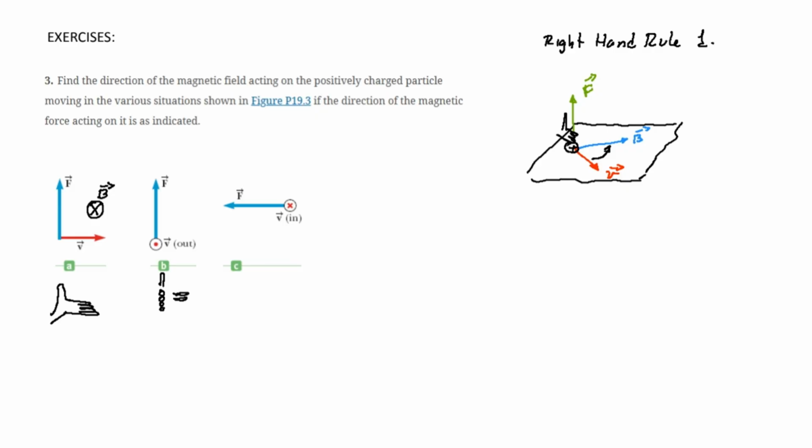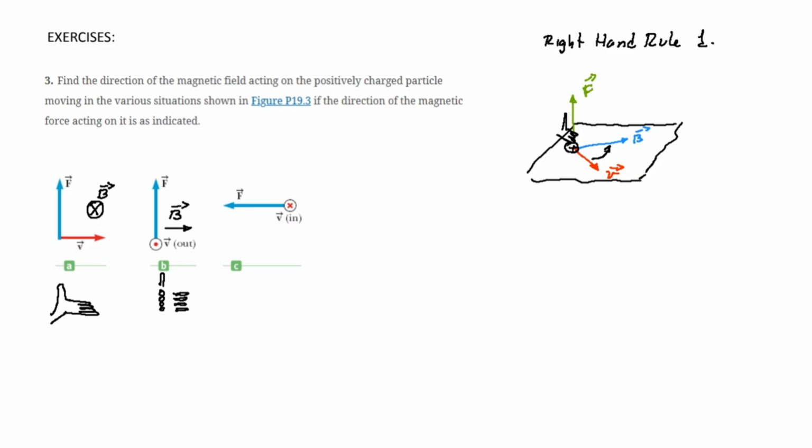When you curve your fingers, you will curve them in this direction. So that means that the direction of the magnetic field in this case needs to be to the right. So initially, you had your 4 fingers pointing toward you, your thumb pointing up. When you curve your fingers, now your fingers are in this direction. So B is in that same direction.